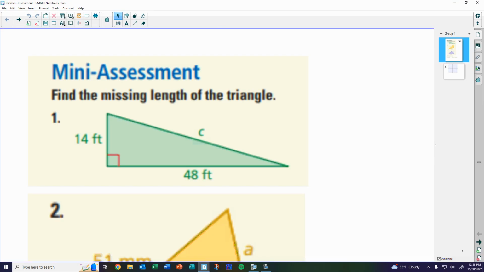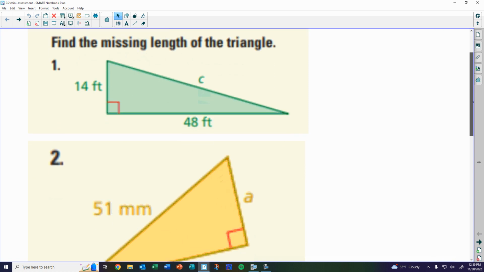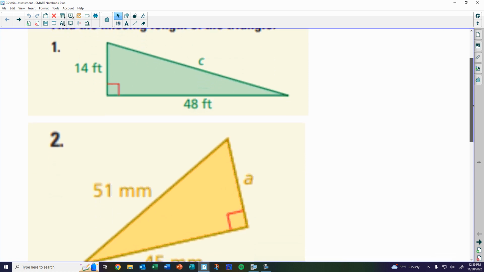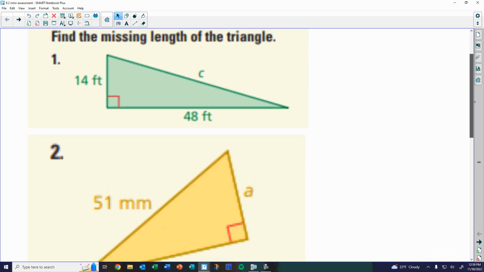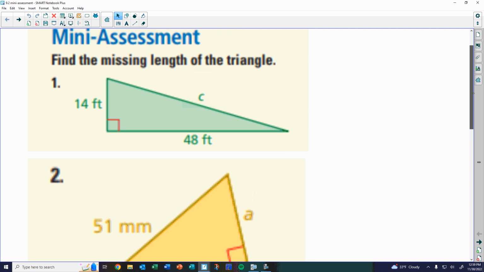Let's do, if I do this, see, it's hard to do it this way because you can't see a whole lot at one time. All right, so we're going to work on this. We'll pause the video.